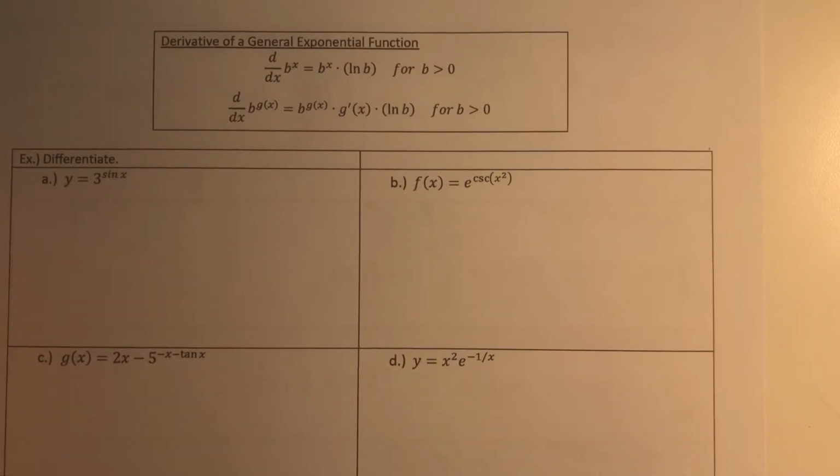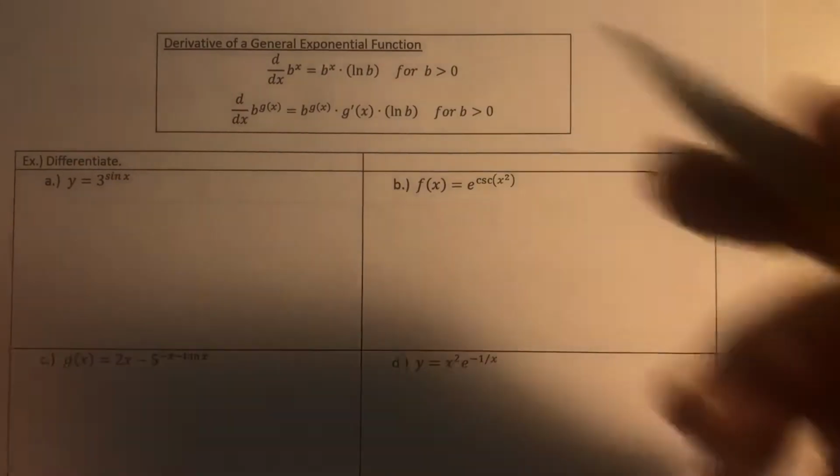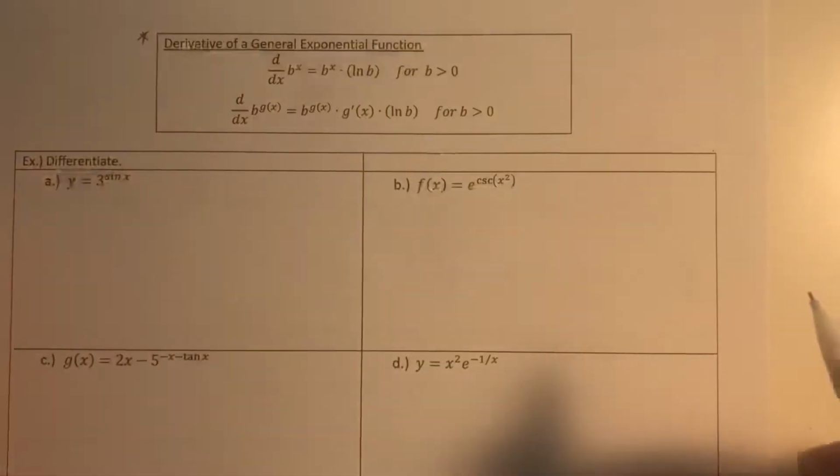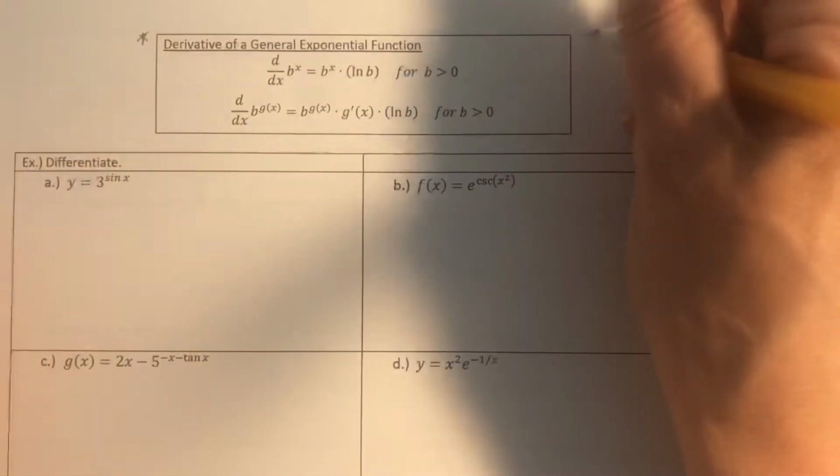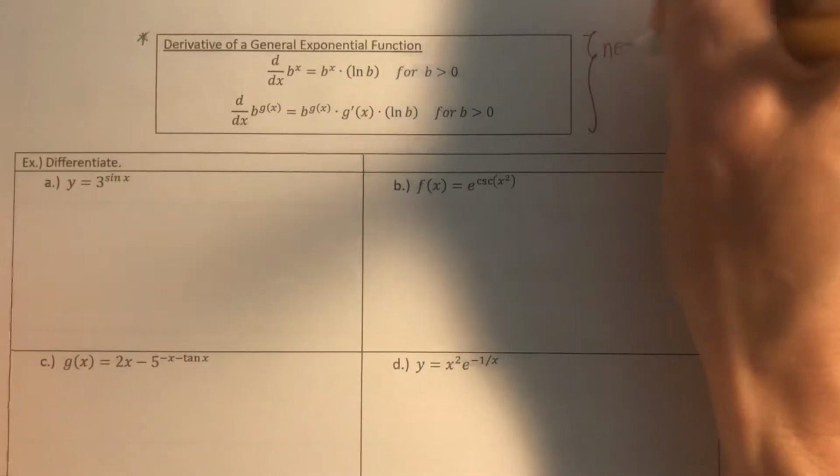We are in section 3.4 on page 5. At the top, we have the derivative of a general exponential function. This is definitely something that you need to know, you should have memorized.